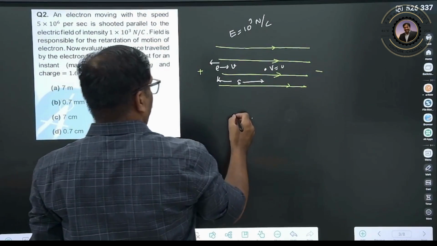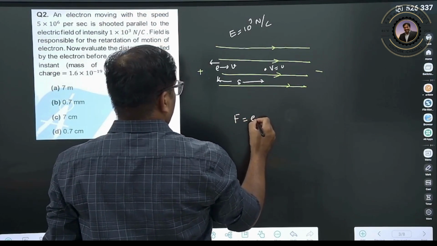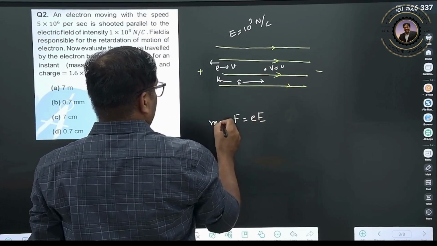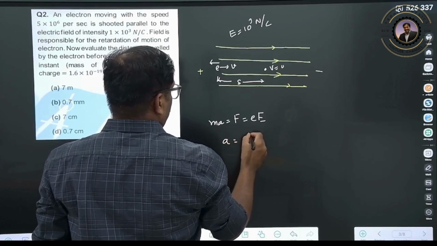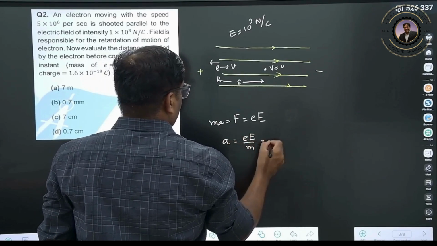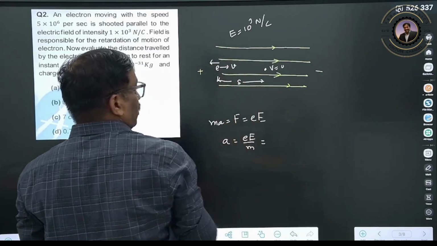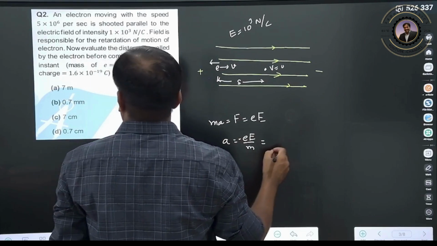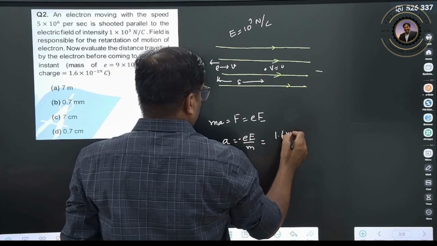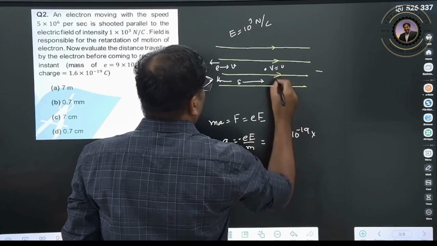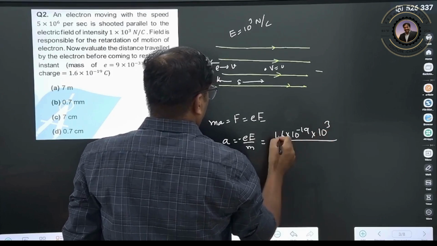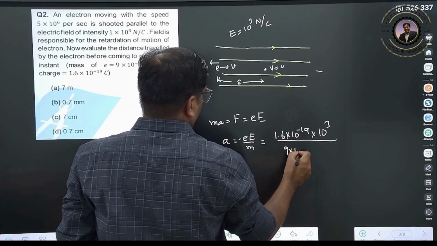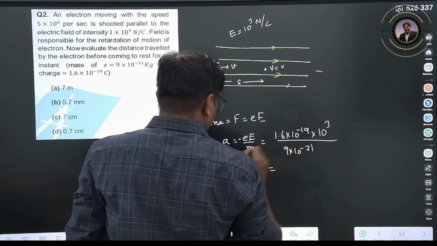So first, you know that a force is acting on this, e into E. So here force is equal to mass into acceleration. Acceleration is equal to eE by m. This acceleration is acting in the opposite direction, meaning retardation. So what is the charge of the electron? We know it is 1.6 into 10 to the power of minus 19. The electric field is 1000, divided by the mass of the electron, 9 into 10 to the power of minus 31, as given.